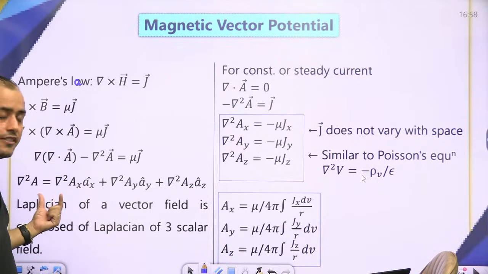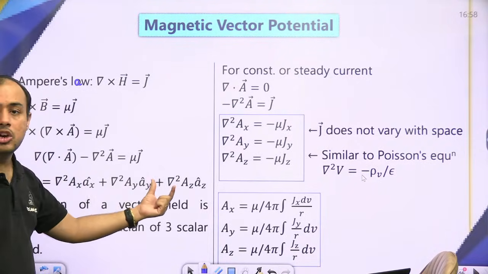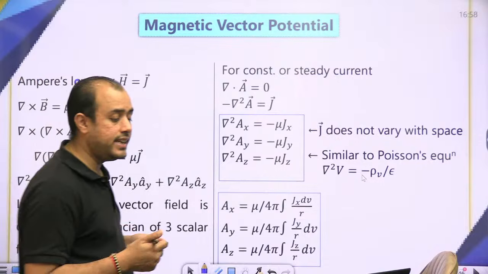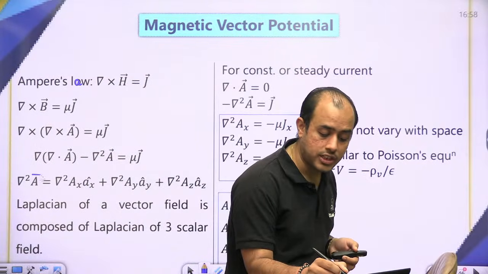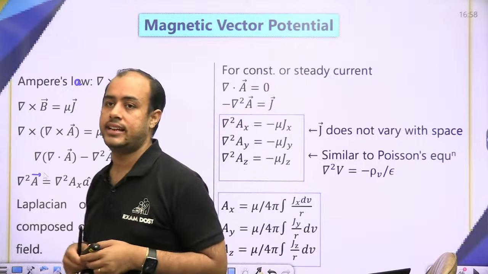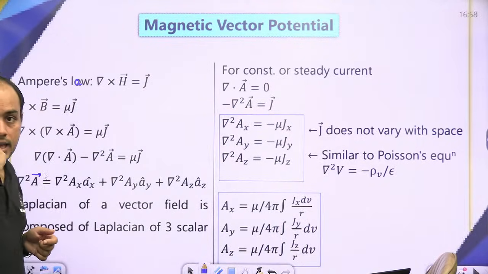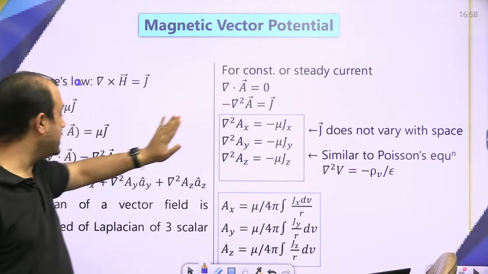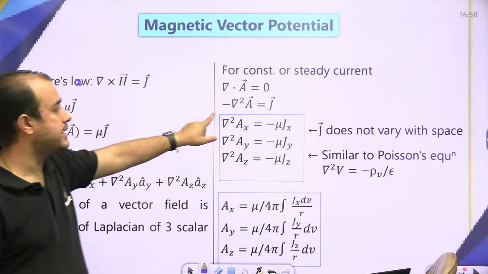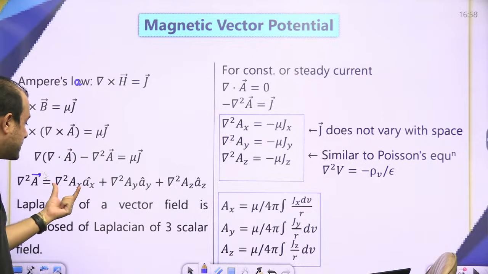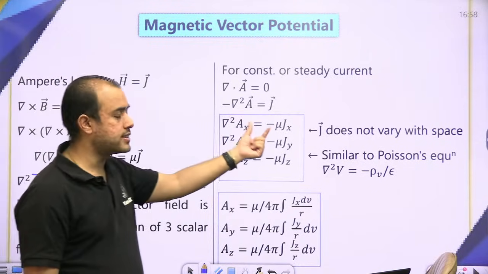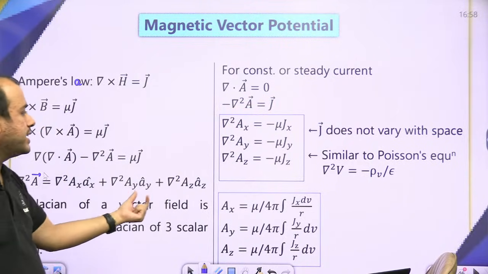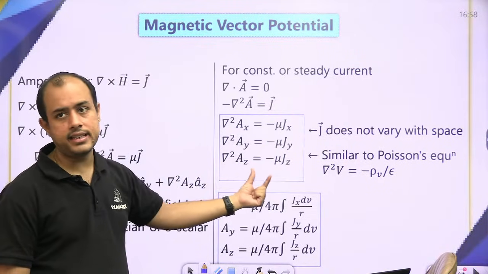Now the Laplacian of A vector is found by taking the Laplacian of each of the components. A vector has three different components, three different scalar functions. Taking the Laplacian of each gives the Laplacian of the whole vector. Now beta, for steady current del dot A will be zero, so only the second term will remain: minus del square A is mu J. Now this is del square Ax, which will be minus mu Jx. I'm comparing the X, Y, Z components on both sides. Minus del square Ay is mu Jy, del square Az is mu Jz.